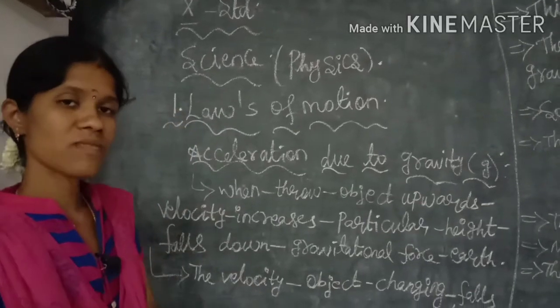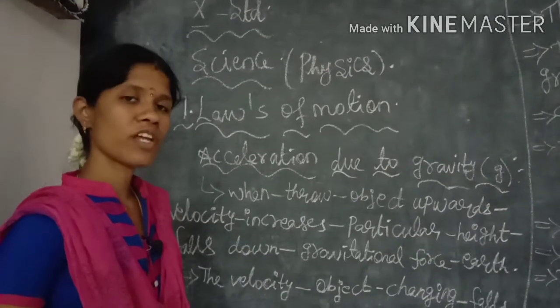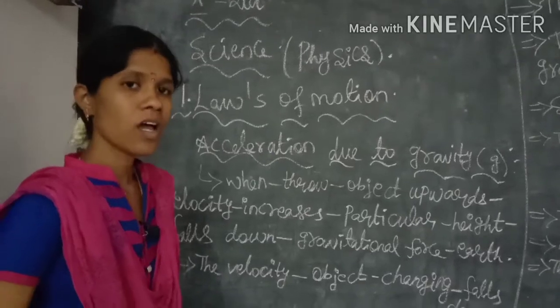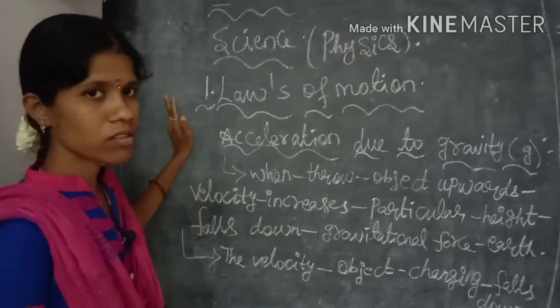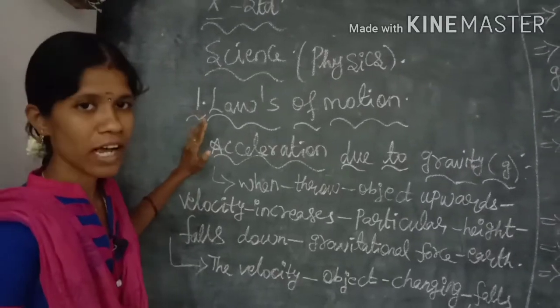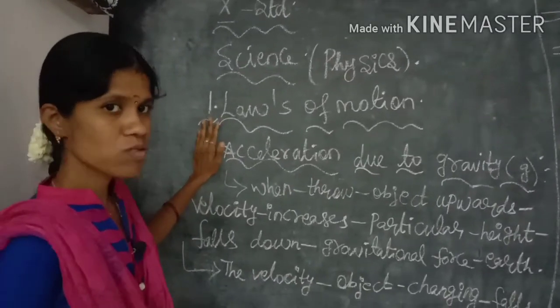In the last class we saw the principle of conservation of linear momentum, rocket propulsion, and Newton's law of gravitation. To continue that lesson, now we are going to learn about the acceleration due to gravity, which is denoted by small g.